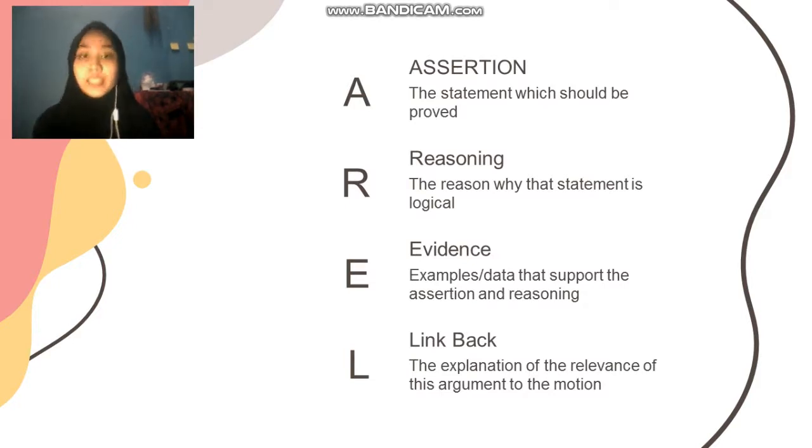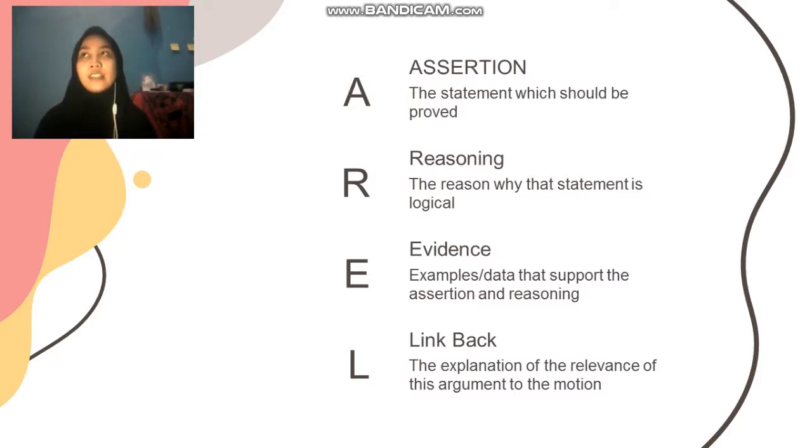And reasoning is where you give a reason, the reason why this statement is logical. You give the reasoning about the statement that you want to prove. And then the evidence is the example or data that supports the assertion and reasoning. So in a good argument you should have reasoning and evidence, because they are the crucial part.